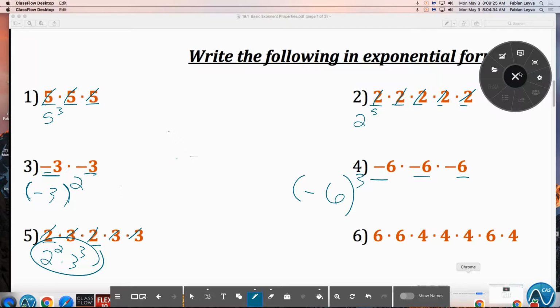Next one. First thing I see is my base of 6, because I'm multiplying 6 one, two, three times. So that could be written as 6 to the 3. Notice that I'm multiplying 4 one, two, three, four times. So this could be rewritten as 4 to the 4. So don't get hung up on the two numbers.